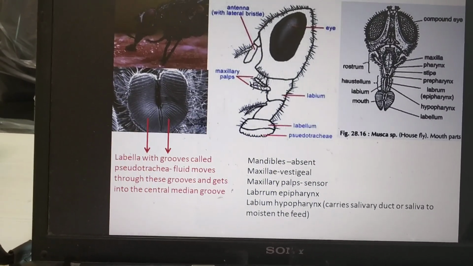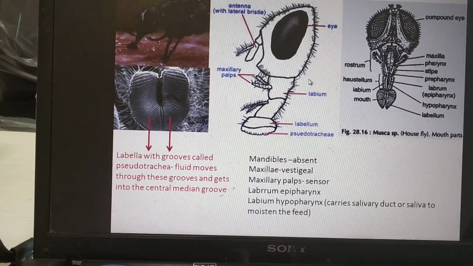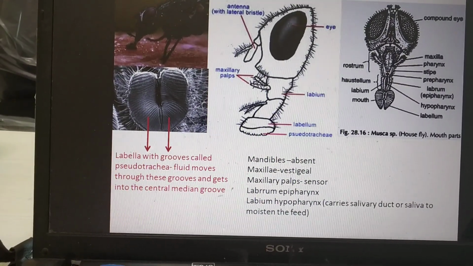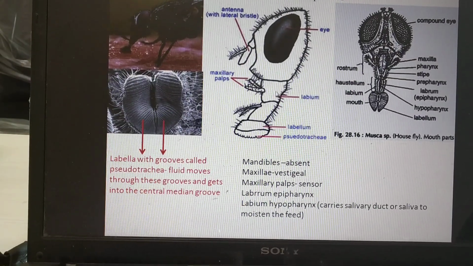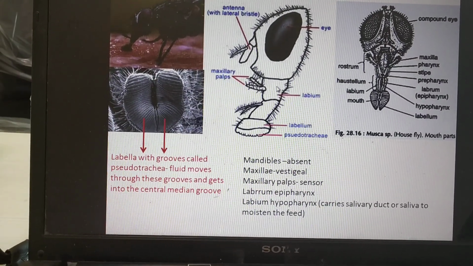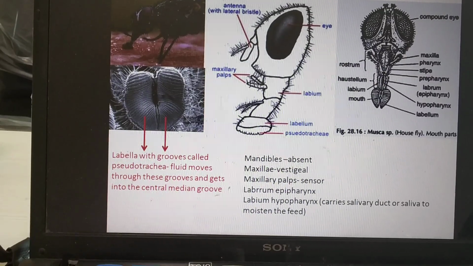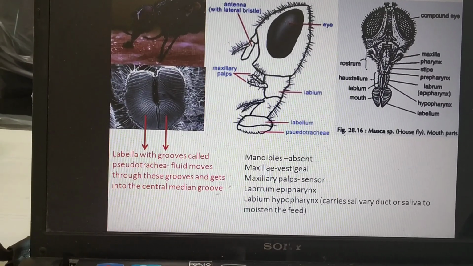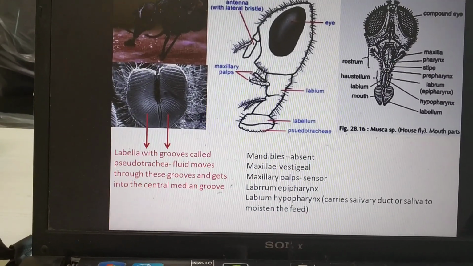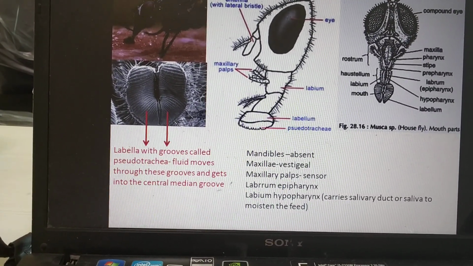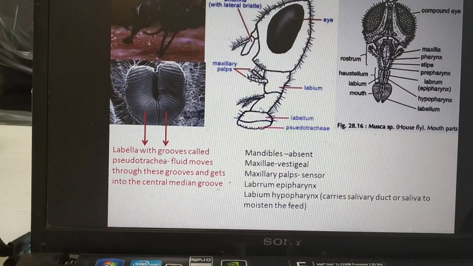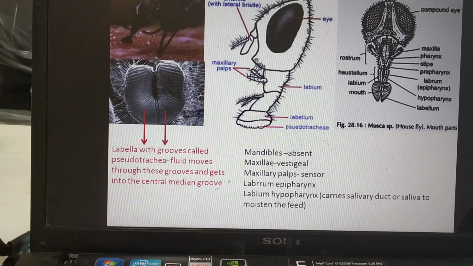Here this labium is very important. You can see the labium here. It is very important because it carries the duct of the salivary gland, and this saliva is very important. If it is a semi-dry or semi-liquid kind of food, the saliva comes out and helps to moisten the food. And at the end of the labium you will find the labella.